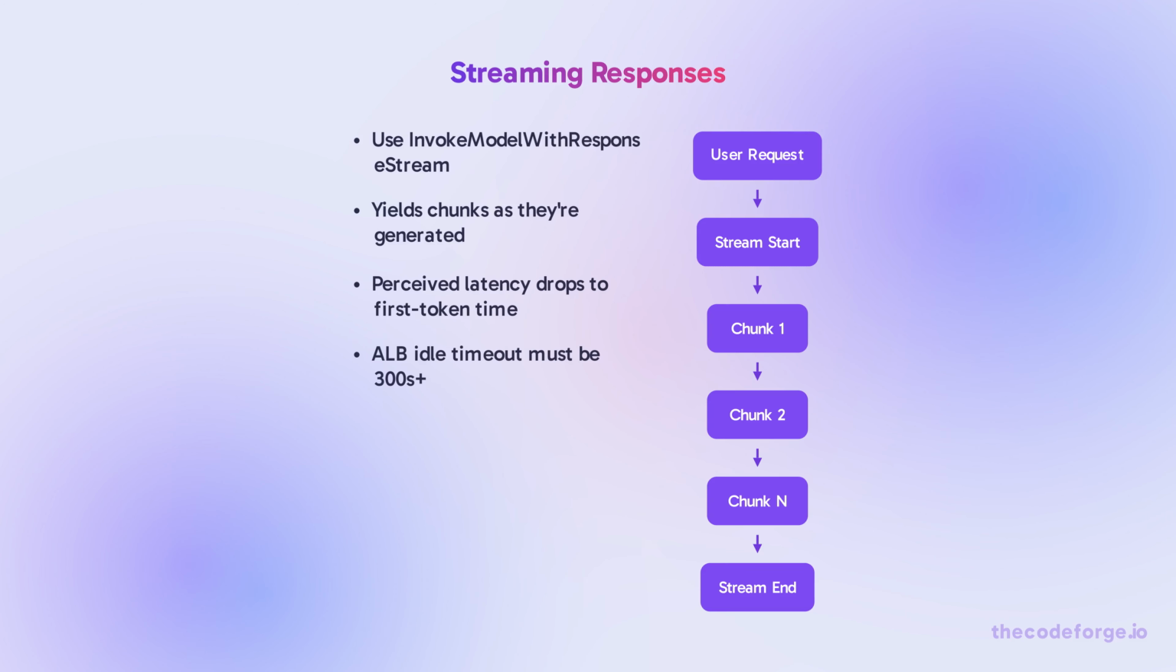For user-facing apps, streaming is critical. Instead of waiting for the full response, InvokeModelWithResponseStream sends text chunks as they're generated. The user sees text appearing almost instantly, but your load balancer's idle timeout must be high enough. ALB defaults to 60s, which will truncate long completions.